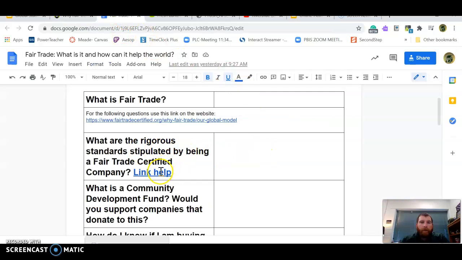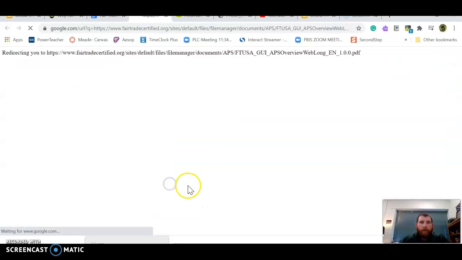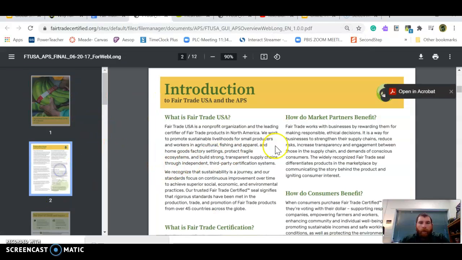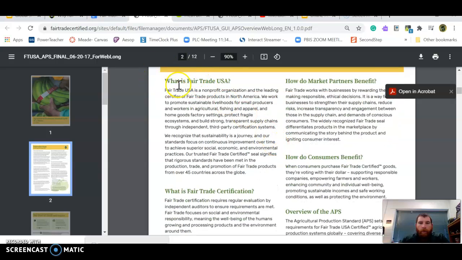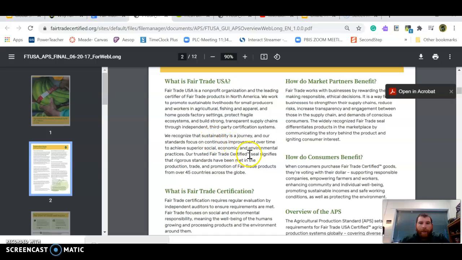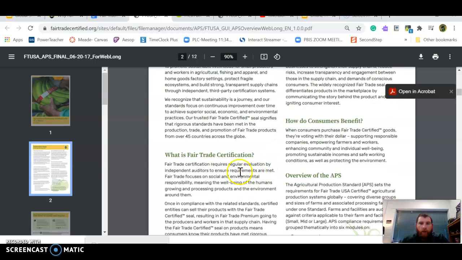What are some of the standards? Now here's a link to some of the standards that they look over. So the first picture is going to be a banana, but it is a PDF here. What is Fair Trade USA? It kind of explains the organization. So it'll give you a seal. What that seal signifies, that's going to be another question later.